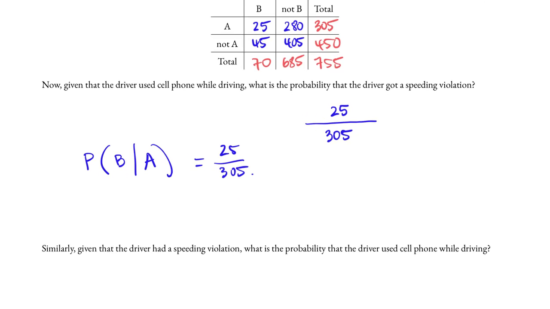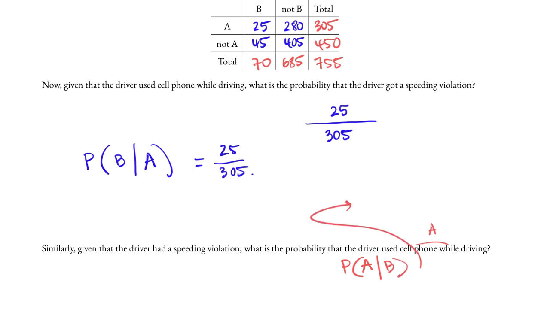Similarly, if we're looking for the probability that the driver used cell phone while driving, given or with the condition that the driver had a speeding violation, then this time around, we're looking for the probability that the driver used cell phone while driving. This is the event A. So we're looking for P of A, but again, with a condition. What is the condition? The condition is that the driver had a speeding violation, and that is the event B.